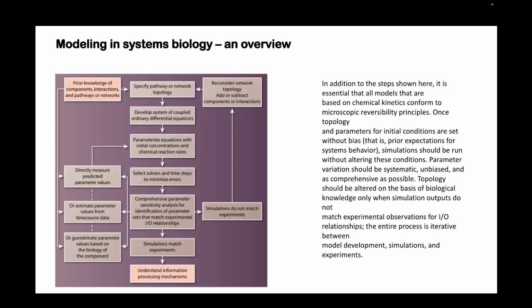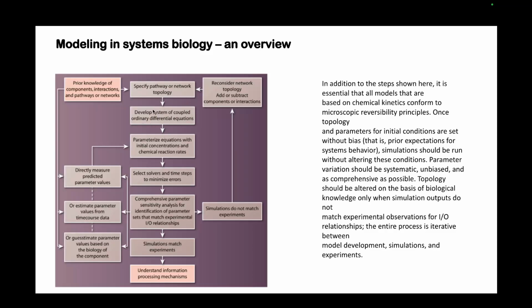So next we come to the part on systems biology. This slide I also kept in the live sessions that I took. So, modeling in systems biology: first you get the prior knowledge of components, interactions, and pathways. Then you make the connected network showing which things are affecting which things.